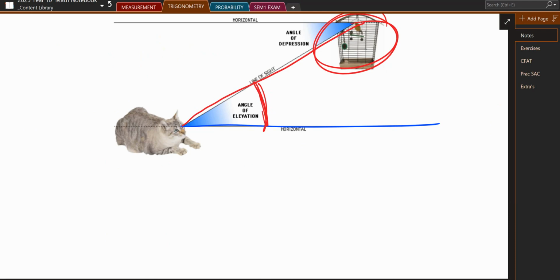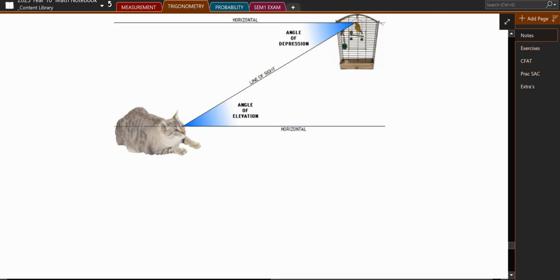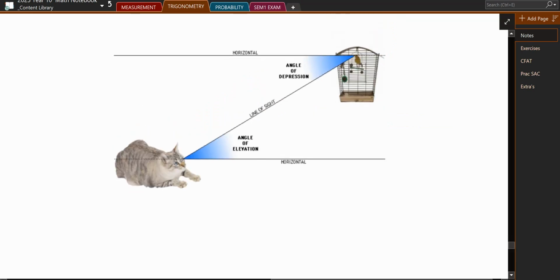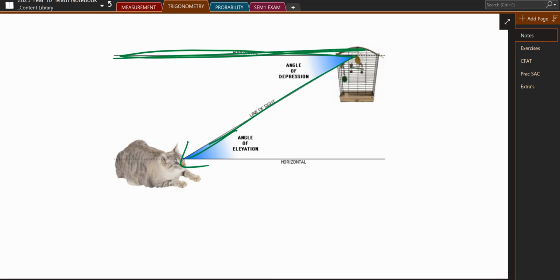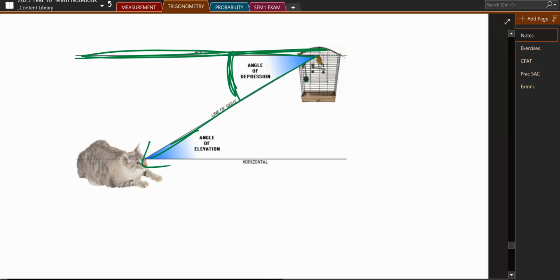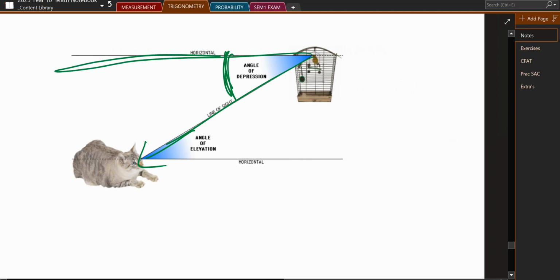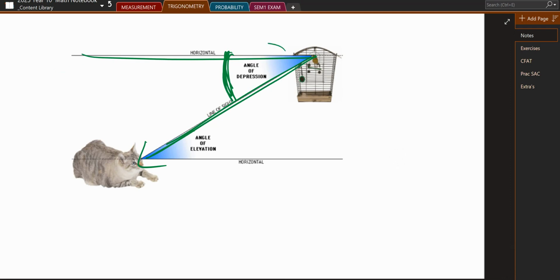It creates an angle of elevation between the horizontal and the line of sight, wherever the cat's looking. If you're the bird, however, over here, and there's your horizontal, where your eyesight is as the bird, and you're looking down at the cat, it creates an angle of depression. Between the line of sight of the bird and the horizontal, those two lines create an angle, and that's the angle of depression right there.